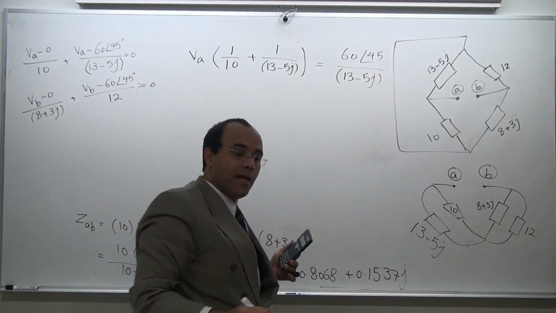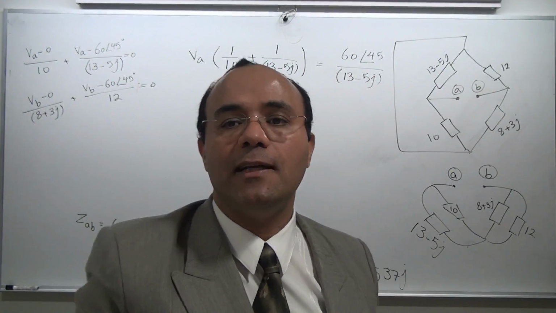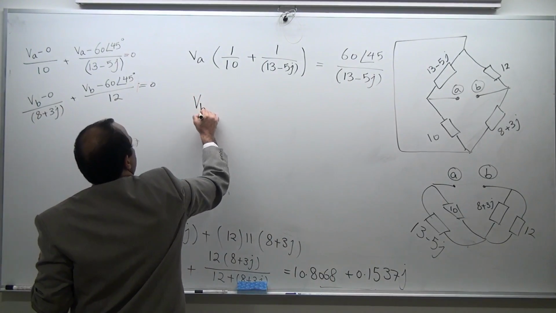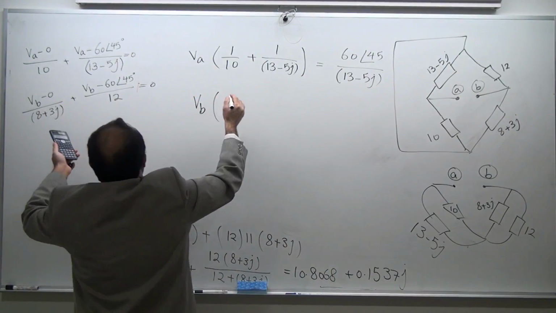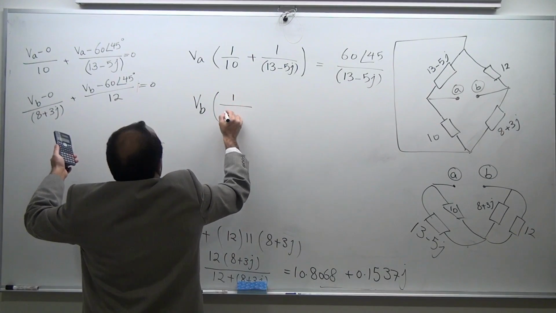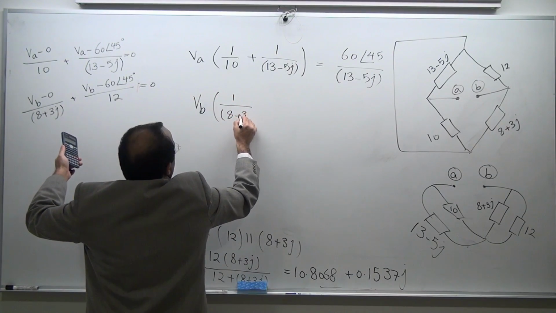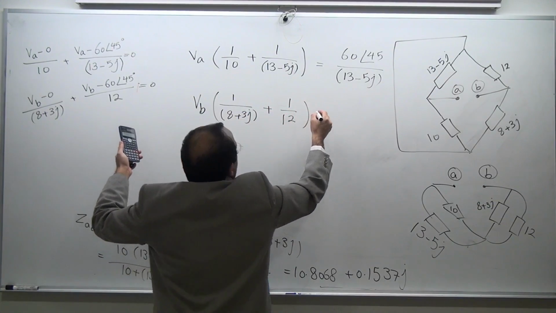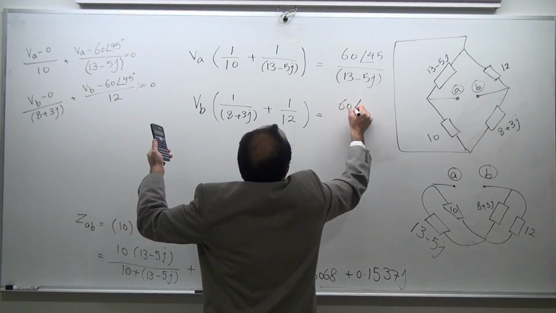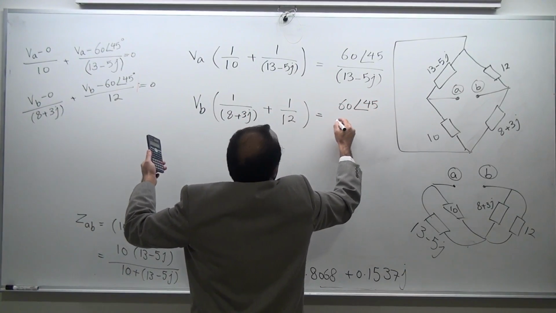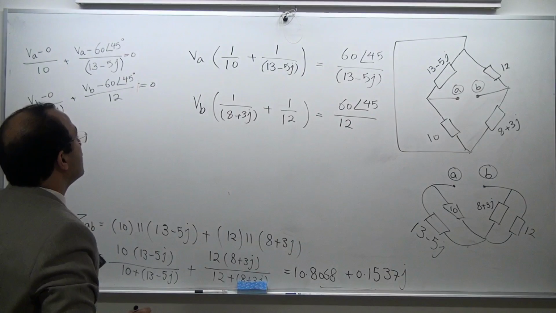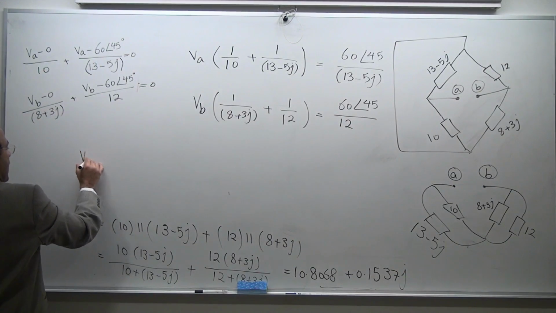Try to minimize human intervention in this process, as much as you can, of course. If not, then you have to. So this is going to be 1 over 8 plus 3j, 1 over 12. Take that to the other end, 60 angle 45 divided by 12. Hopefully I did everything right. So I need to find VA.